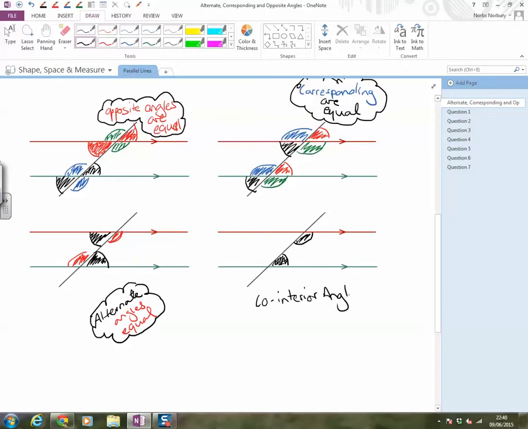And no, these are not equal to each other, but they add up to 180 degrees. Some people call them supplementary angles because they supplement each other to make 180 degrees, just like this one does on this side. So you may hear them being called supplementary angles.